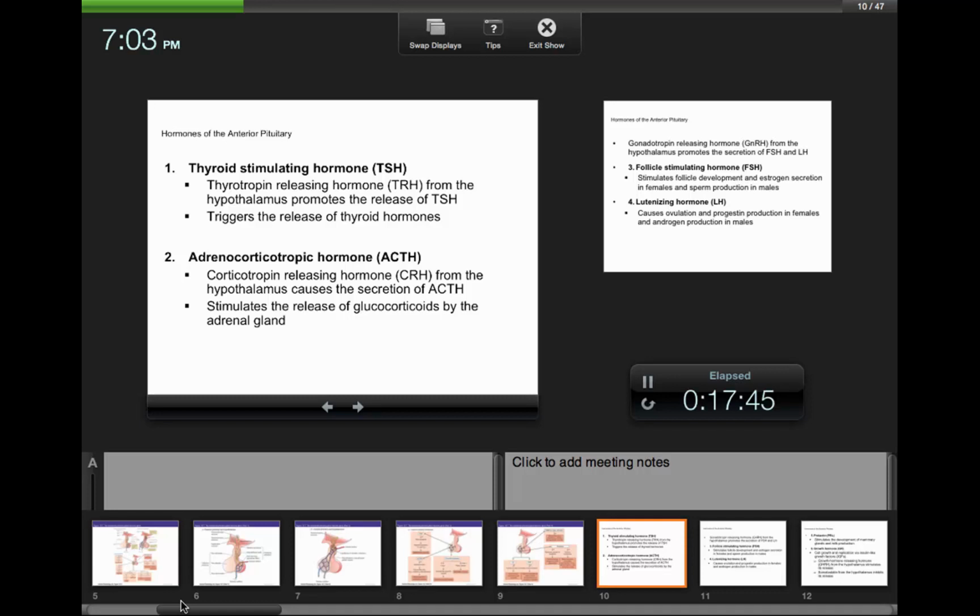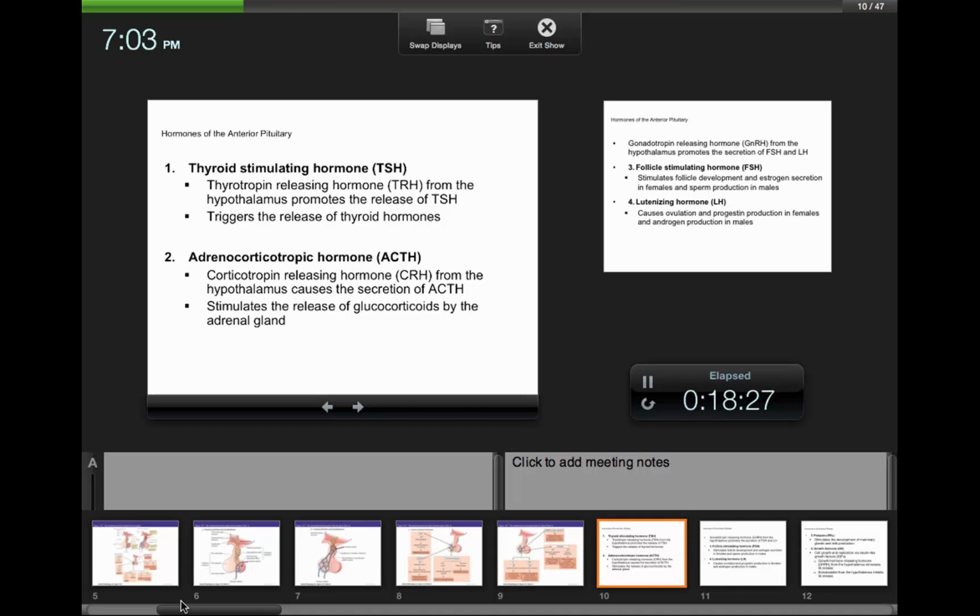Where it stimulates the development of mammary glands and the production of milk. Stimulates development and production of milk. This is different from oxytocin. Okay, so oxytocin is responsible for the ejection, the letdown and the ejection of milk.